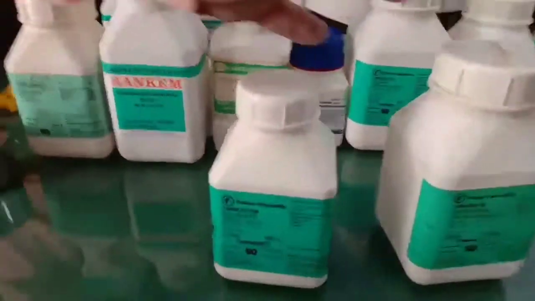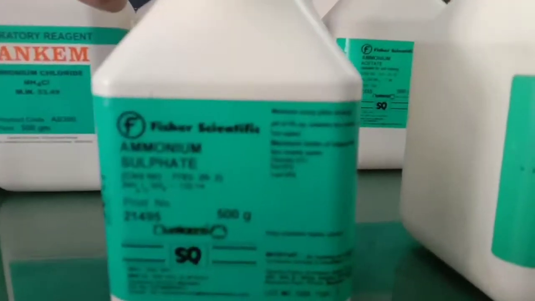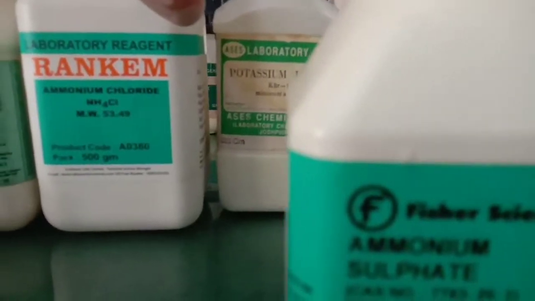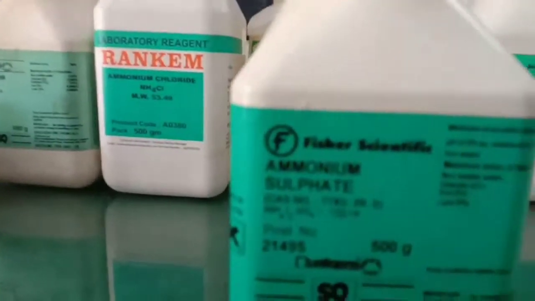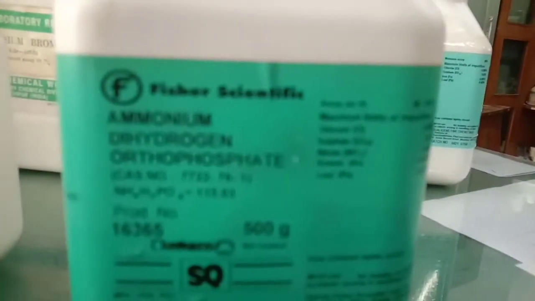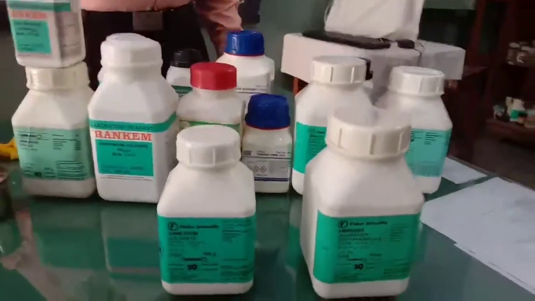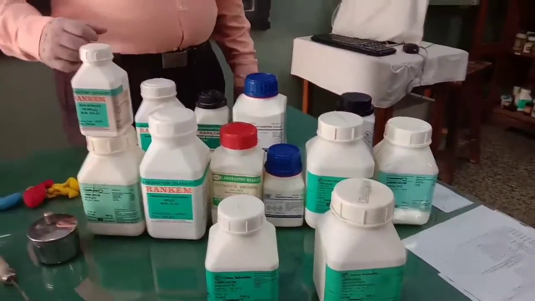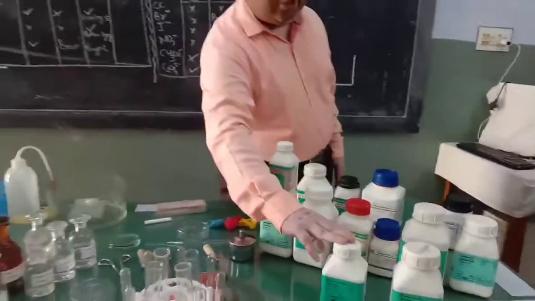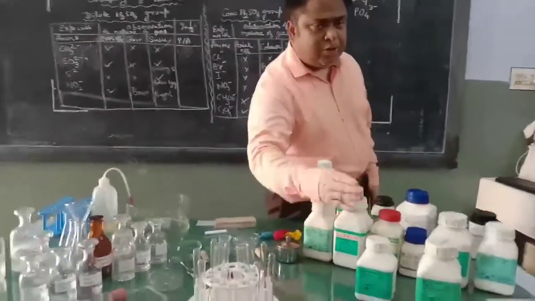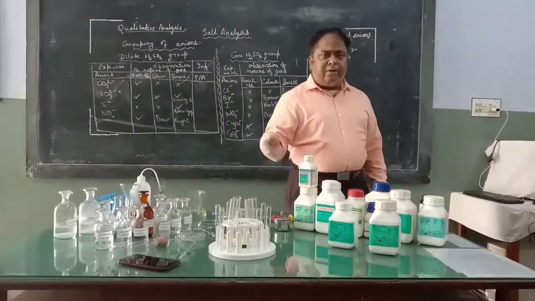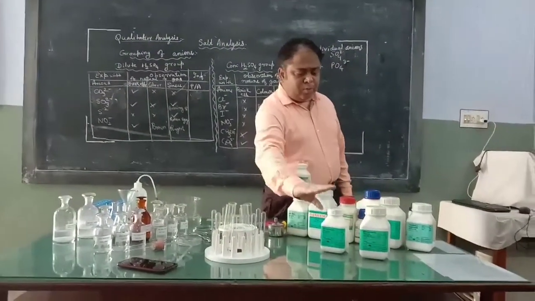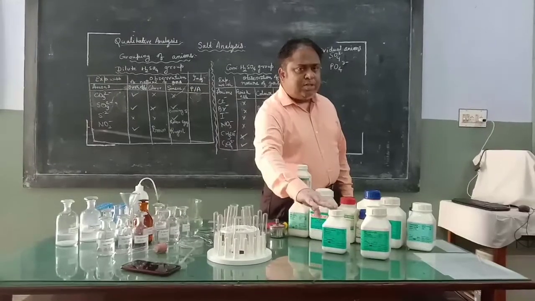These two salts do not respond to dilute sulfuric acid and concentrated sulfuric acid. This is ammonium sulfate. Your examiner may ask why ammonium sulfate is not tested with dilute or concentrated sulfuric acid. Then you will say that H2SO4 also contains sulfate and the salt also contains sulfate. So how can we test a particular salt with a reagent which contains the same anion? So this has to be tested without sulfate.